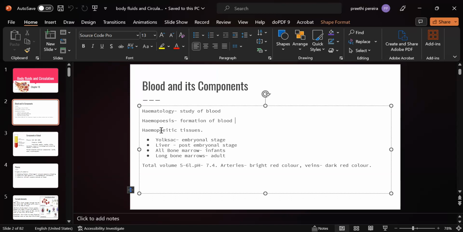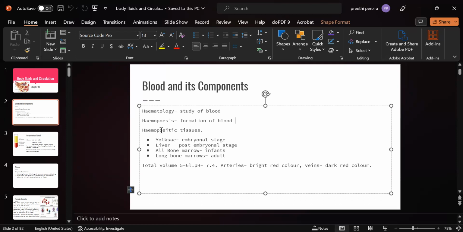So these are the tissues which are involved in blood formation. Next, we will see how much blood is there in our body. Whether you are 6 feet, 7 feet, 4 feet, 3 feet, any height, everybody has about 5 to 6 liters of blood in our body. And the pH of the blood is always slightly alkaline, basic. The pH is 7.4.